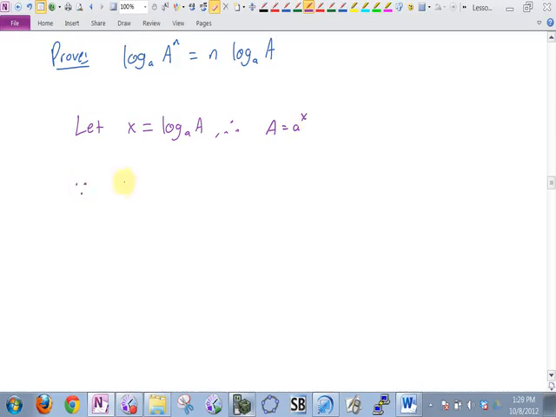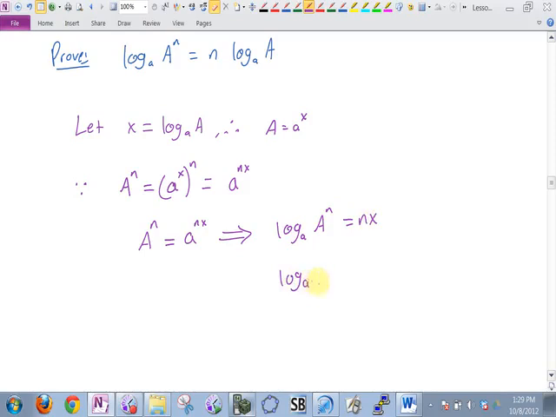So hence, A to the n will actually equal A to the x to the n. And how do you raise a power to a power? You multiply. So this just becomes A to the nx. So I have capital A to the n equals lowercase a to the nx. Let's rewrite this as its equivalent log expression. Log base lowercase a of capital A to the n equals nx. And what was x to begin with? Log base a of capital A. Boom.